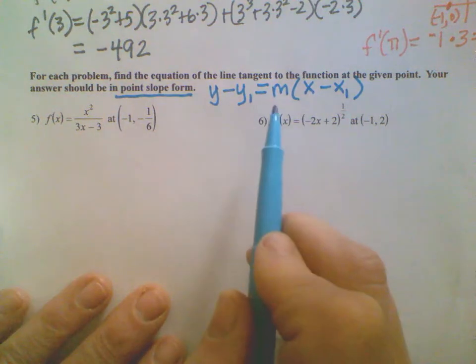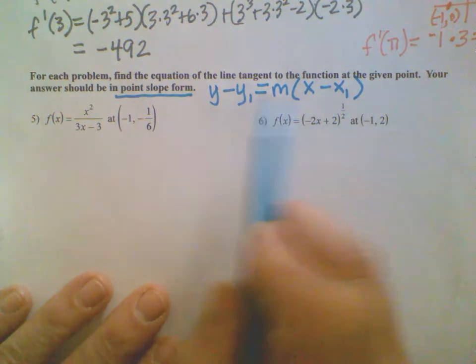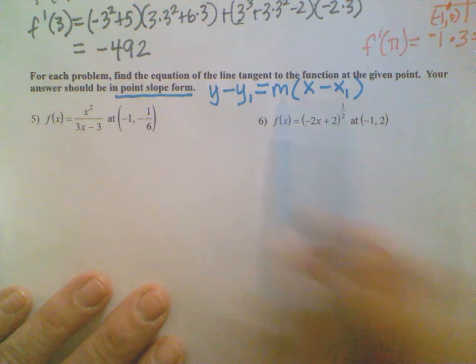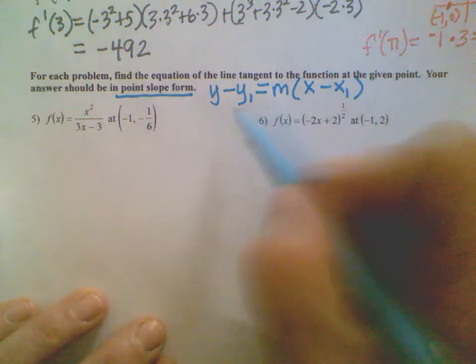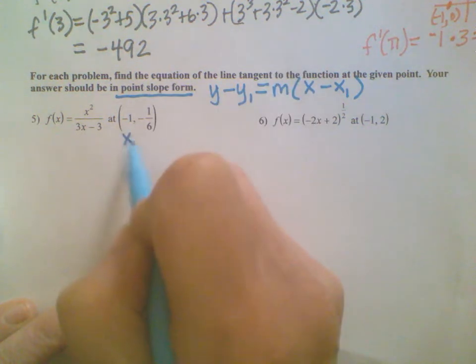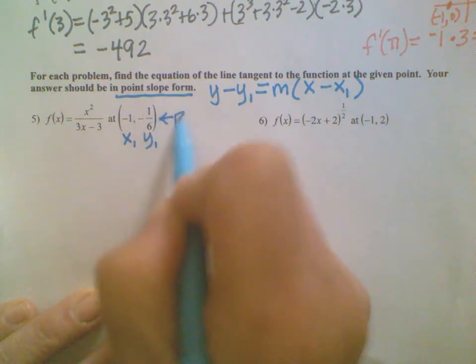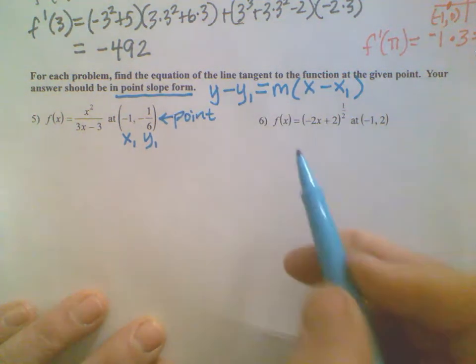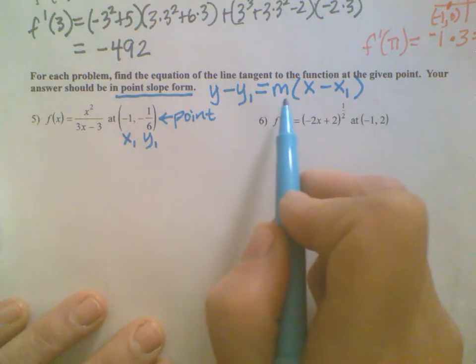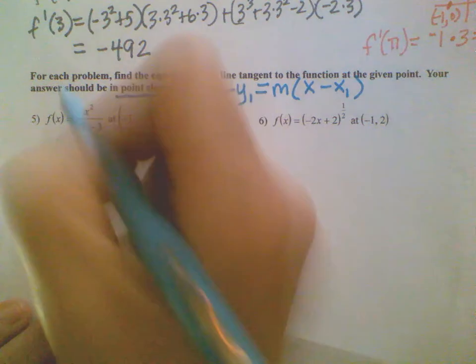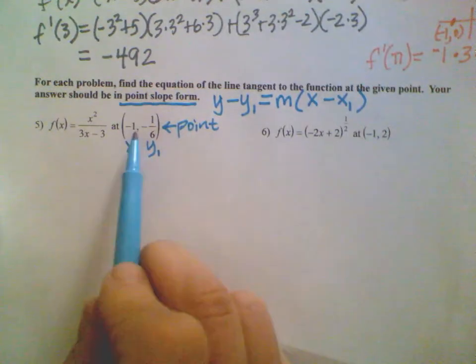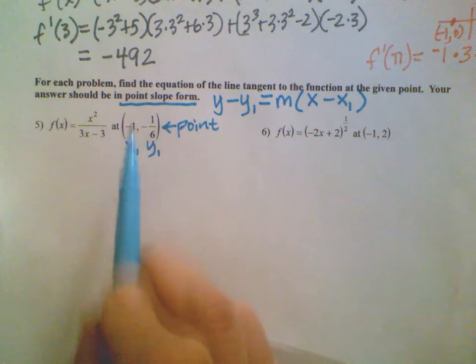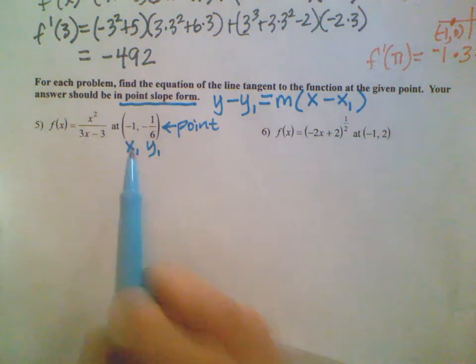It is called point-slope form because you need a point, that's the x1, y1, and the slope, and then you just put it in. It looks complicated, but it's a super easy form to use. So in this case, I have x1, y1, the point that I need, and now I need to find the slope. The slope is the first derivative. So I'm going to do the first derivative at x equals negative 1, the x of the x-coordinate in the point.